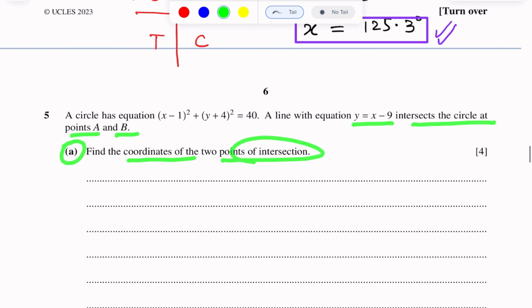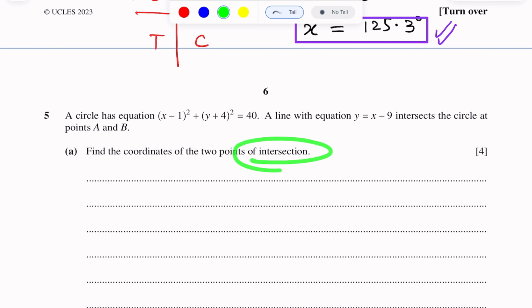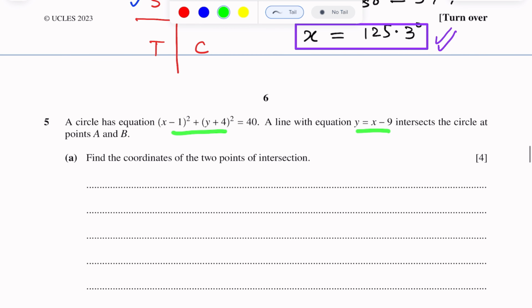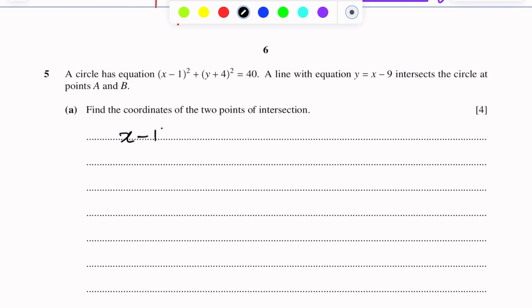This part of the question is very simple. To find the points of intersection, we will solve these two equations, the circle equation and the line equation, simultaneously to find the coordinates of the points of intersection. The equation of the circle is (x − 1)² + (y + 4)² = 40. The equation of the line is y = x − 9.